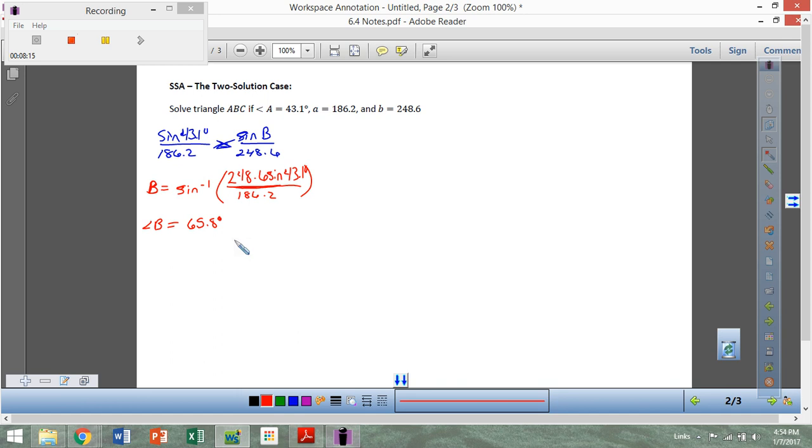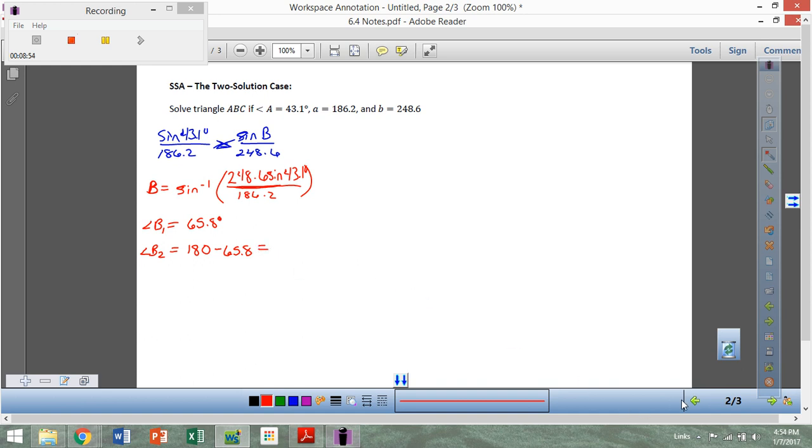Now, again, you might say, well, the calculator is only going to tell me one measure there. It's only going to tell me 65.8, and that's true, it will. But I always need to remember that between 0 and 180 degrees, there are two angles where their sine is going to be that same value. So what I need to do is, and I'm going to always call this my first one, angle B1 is going to be that. Angle B2, my other possibility for angle B, is simply going to be what I get when I take this first angle and subtract from 180.